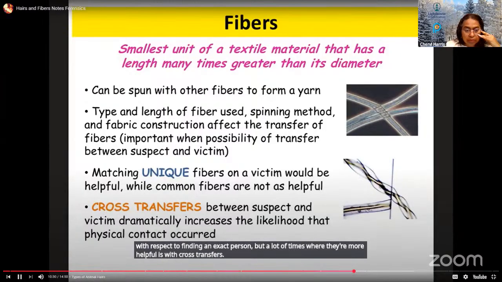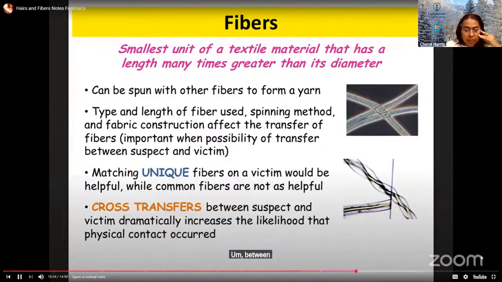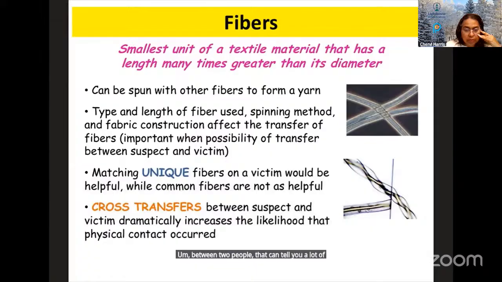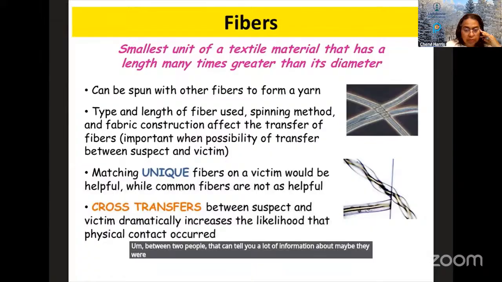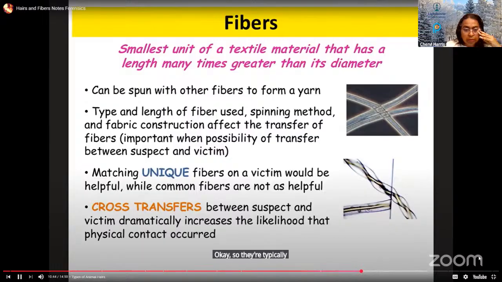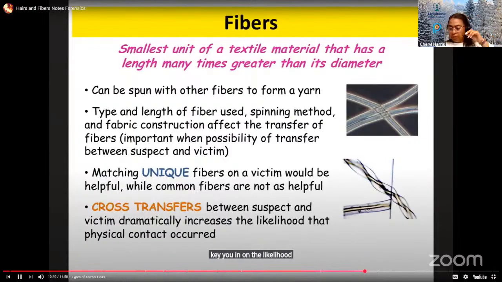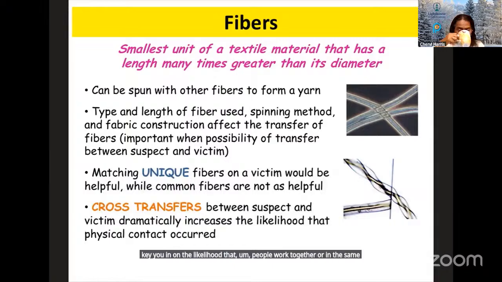Okay, so if you can find similar fibers between two people, that can tell you a lot of information about maybe they were in contact or maybe they were together or in the same area. Okay, so they're typically not going to be able to identify an exact person, but they can definitely key you in on the likelihood that people were together or in the same areas.